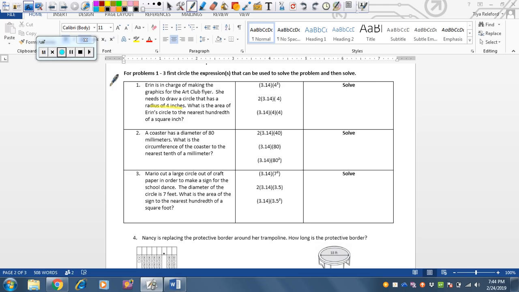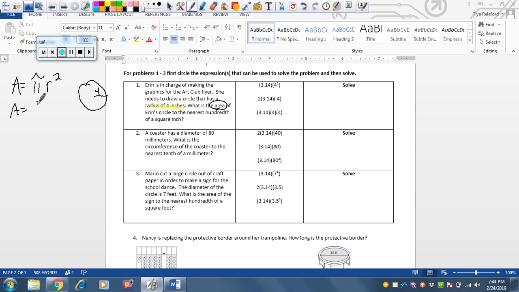So there isn't a picture. So I'm going to draw a picture. Now radius is the one that goes halfway. What is the area of Erin's circle to the nearest hundredths of a square inch? So area, according to your formula chart, is pi r squared.